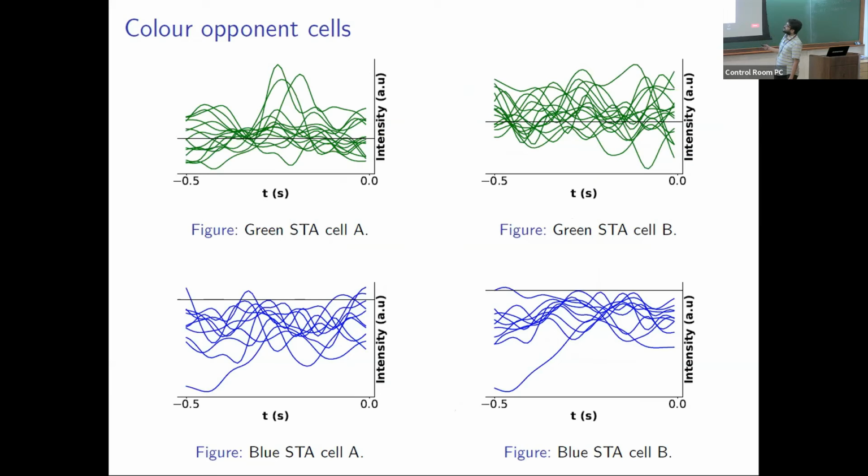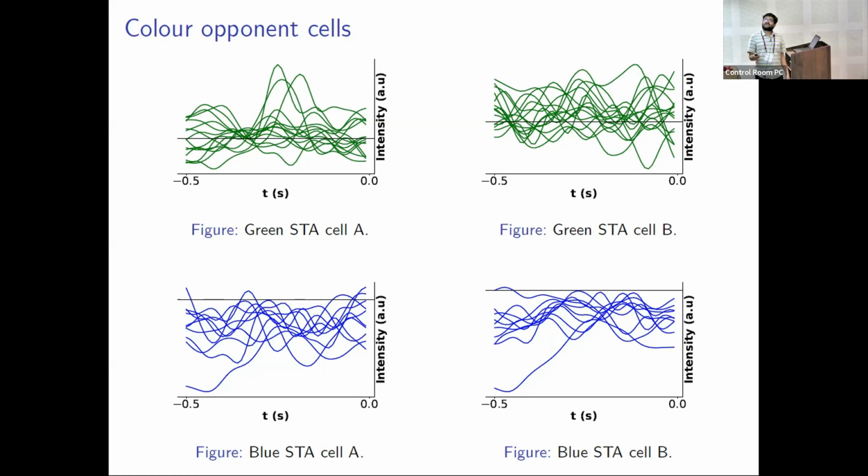So we have provided green light to it, and we have provided blue light to it, and we reverse calculate the spike triggered average for both of these colors. And what you see is that for at least some of these trials, here you can see it responds to positive contrast in the green, while for the same cell, if you provide blue, it responds to negative contrast.